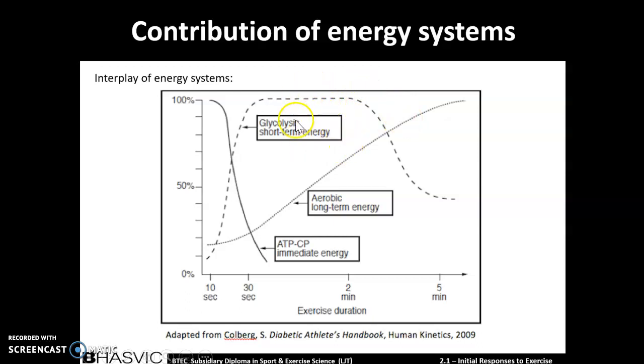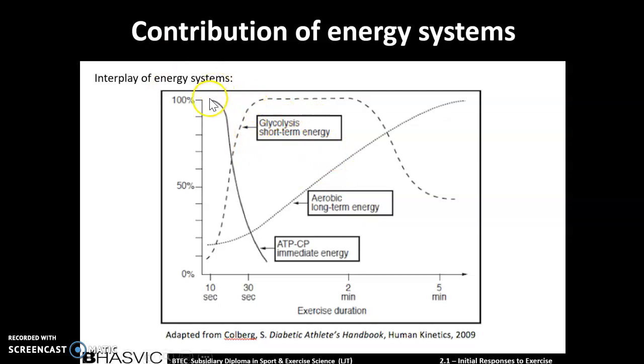And this is done through three different energy systems. First is the PC, the Phosphate Creatine energy system. We also have the Glycolytic anaerobic energy system, and you also have the aerobic energy system.